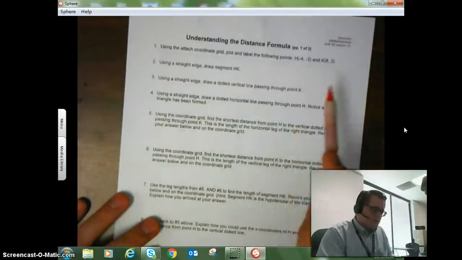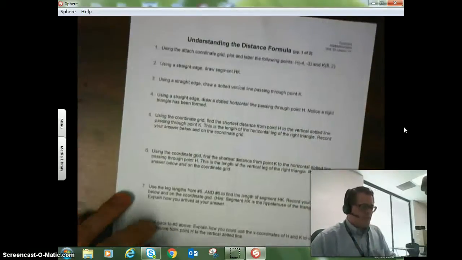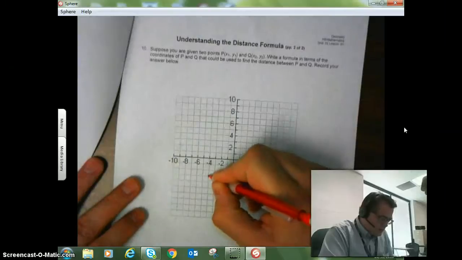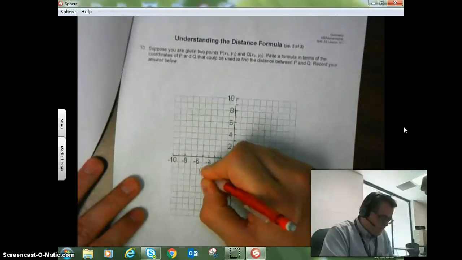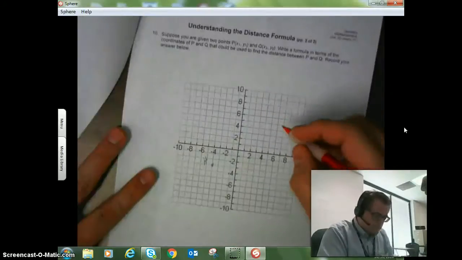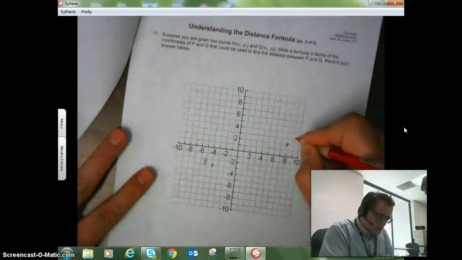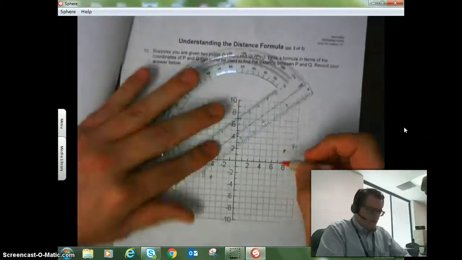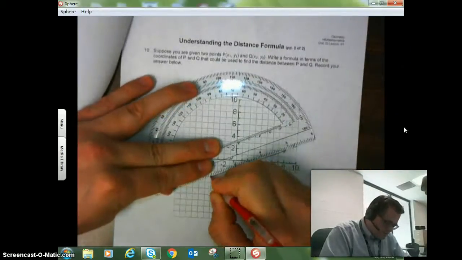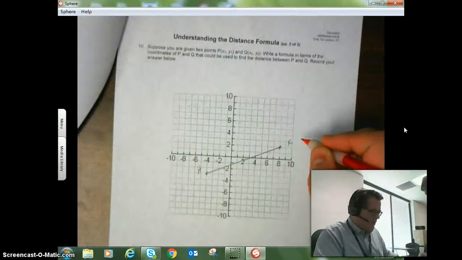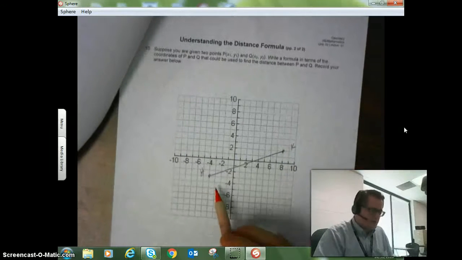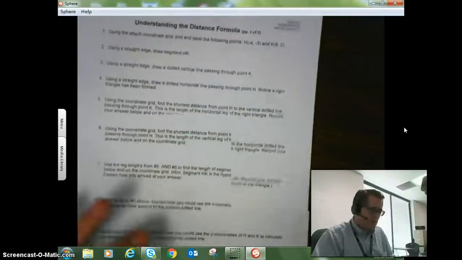So using the coordinate grid, let's plot these points H and K, -4 and -3. So -4, -3. So here is point H. And we have K at 8 and 2. So I'm going to take my straight edge and connect the dots. So now we have segment HK, and ultimately what we want to know is how far it is from point H to point K along the graph.